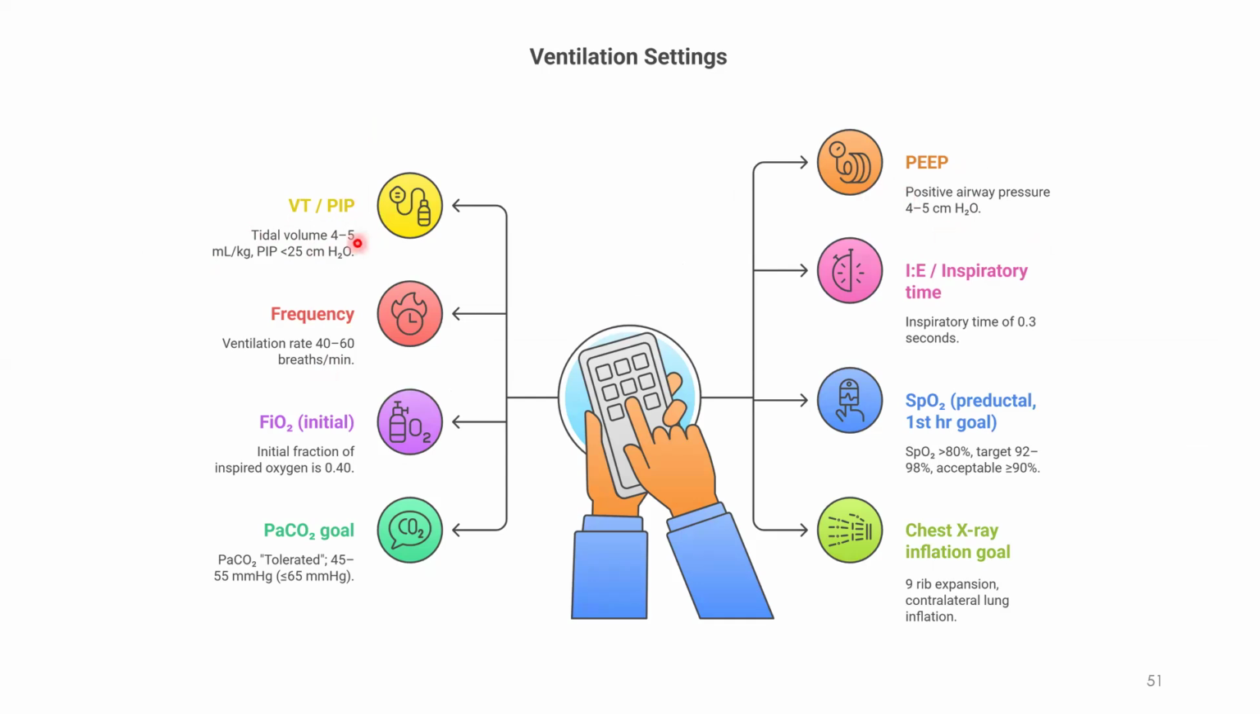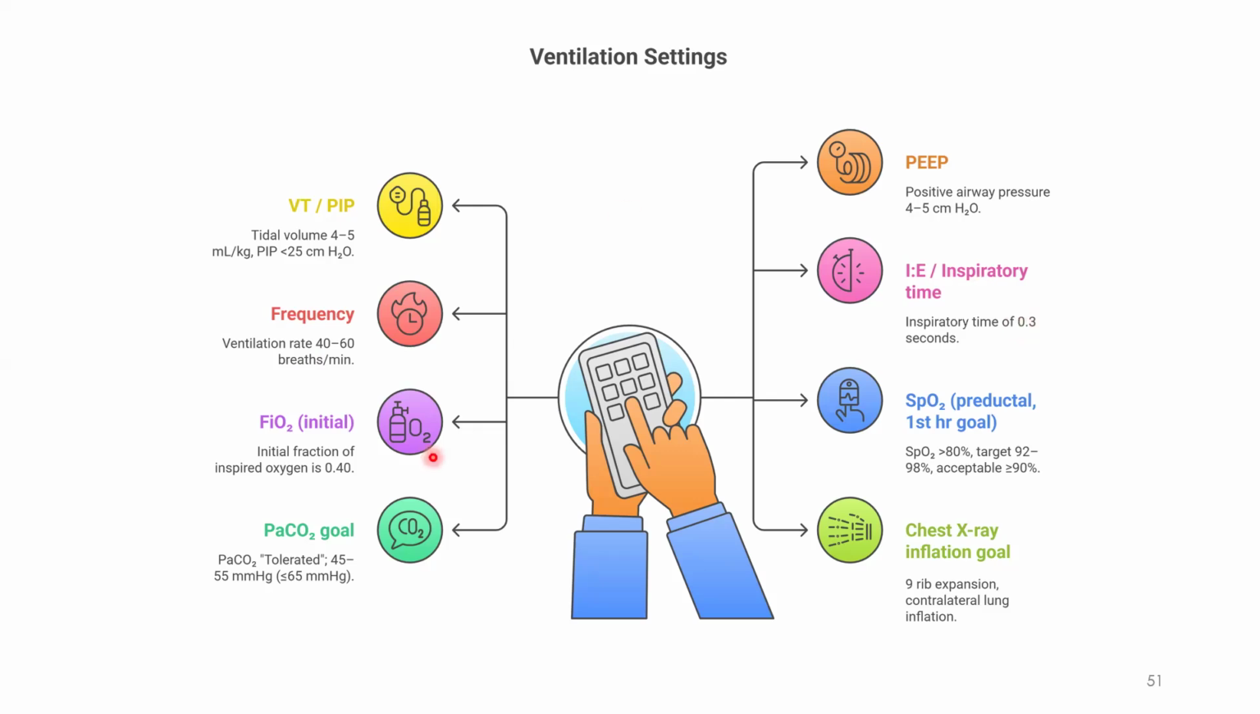The important difference from the management of an RDS baby is that in RDS we usually start the pressure from the higher side, then gradually titrate down. But in hypoplastic lung, it is always better to titrate the pressure from lower to higher so that you can avoid the air leak phenomenon. Since the tidal volume is kept on the lower side, to ensure adequate minute ventilation you have to keep the respiratory rate on the higher side. The I time is usually kept at 0.3.